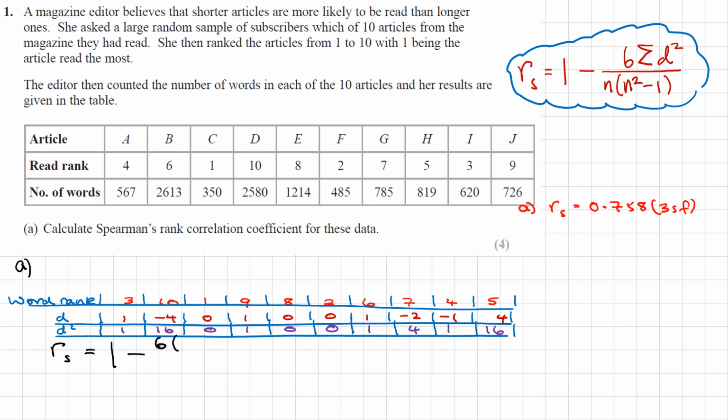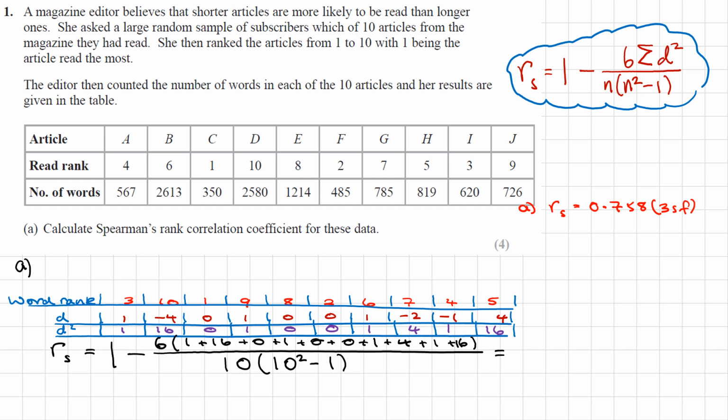So 6 times the sum of my differences squared, so that's going to be 1 plus 16 plus 0 plus 1 plus 0 plus 0. So write in the zeros as well. Plus 1 plus 4 plus 1 plus 16. And that's all going to be over, if I can draw a straight line, n times n squared minus 1. Now, n in this case is 10 because I've got 10 articles. So it's going to be 10 times 10 squared minus 1. 100 minus 1, or 99.